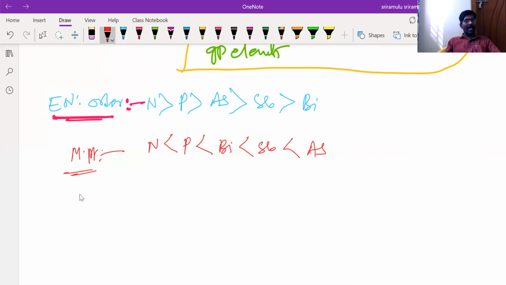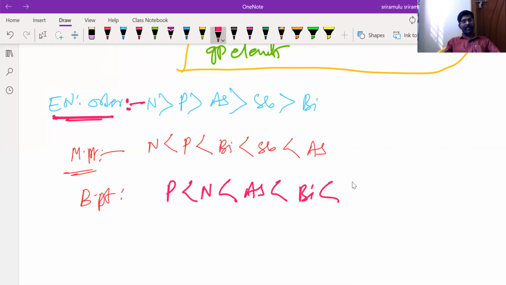Next is the boiling point order. Phosphorus has a lesser boiling point than nitrogen. Nitrogen has a lesser boiling point than arsenic, which is lesser than bismuth, which is also lesser than antimony. So this is the concept here.